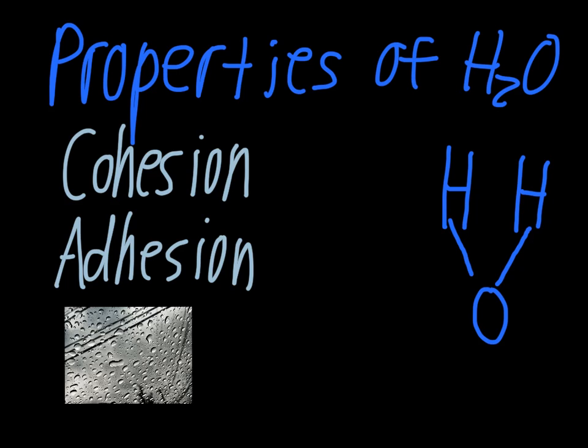What that ends up doing, since electrons are negative, is it makes the oxygen side slightly negative and the hydrogen side slightly positive. What happens now if we get other water molecules coming along so that water bead on your windshield is growing?